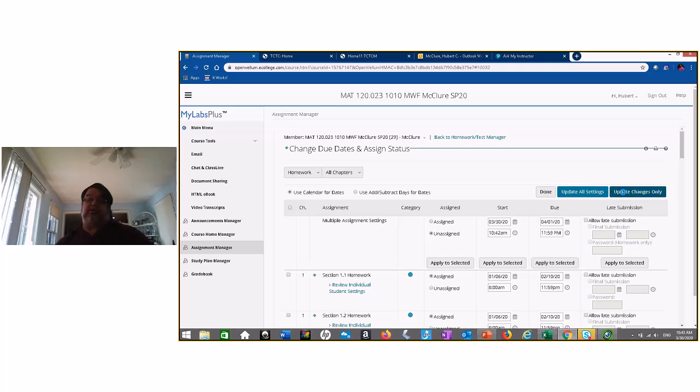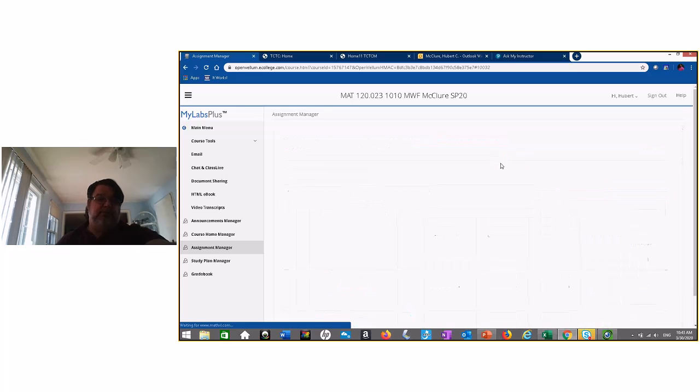As soon as I can get this to save. Yeah, everything, MyLabs Plus seems to be running very slow this morning. I don't know, is everything running slow or just MyLabs Plus? Okay, nobody's going to talk to me. It's just like class. That'll suck.